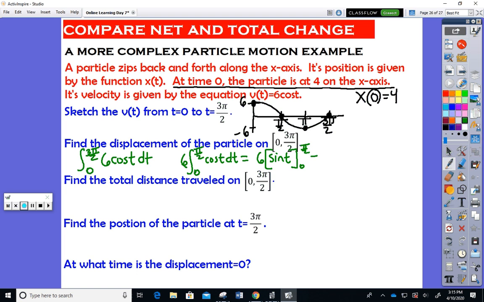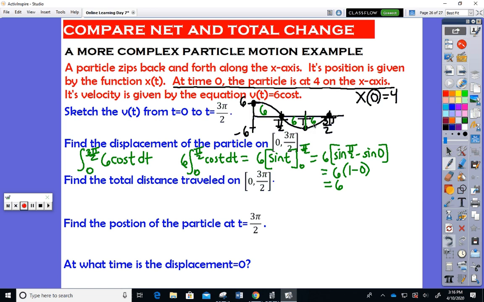So this is 6 times the sine of pi over 2 minus the sine of 0. So that is 6 times the sine of pi over 2, which is 1. The sine of 0 is 0. So I'm getting 6. So this area is 6, guys, which means this area is 6, and that area is 6.